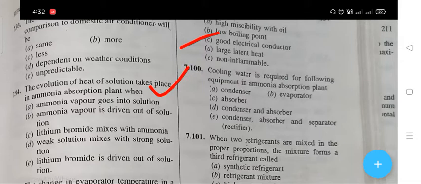And the last question, 100, cooling water is required for following equipment in ammonia absorption plant. The right answer is E, that is condenser, absorber and separator.